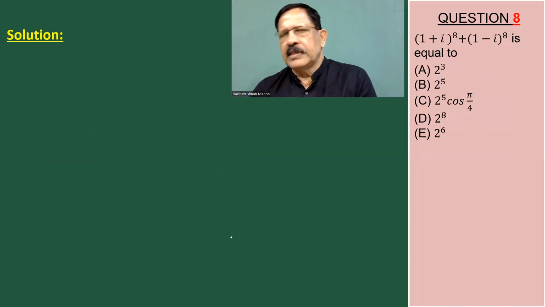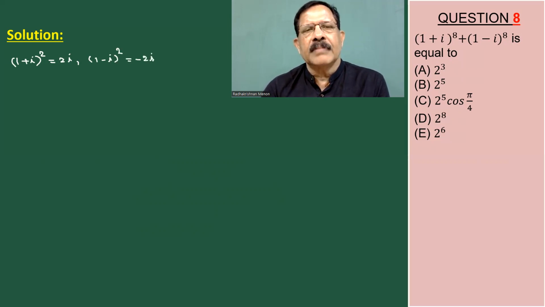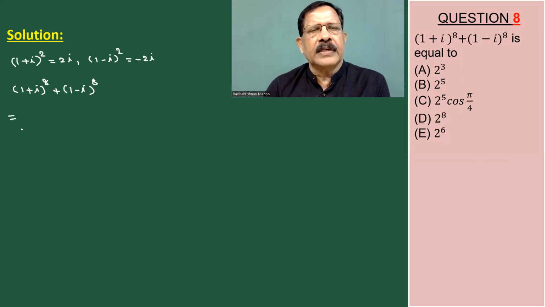Now, one more question, this is the 8th question. Rather easy, I think. You have to remember which all results. 1 plus I the whole square is equal to 2I. Again, 1 minus I the whole square is equal to minus 2I. These two results you should remember. Now, you have to evaluate 1 plus I the whole raised to 8 plus 1 minus I the whole raised to 8. What you should do? Express the given expression in terms of 1 plus I whole squared and 1 minus I whole squared.